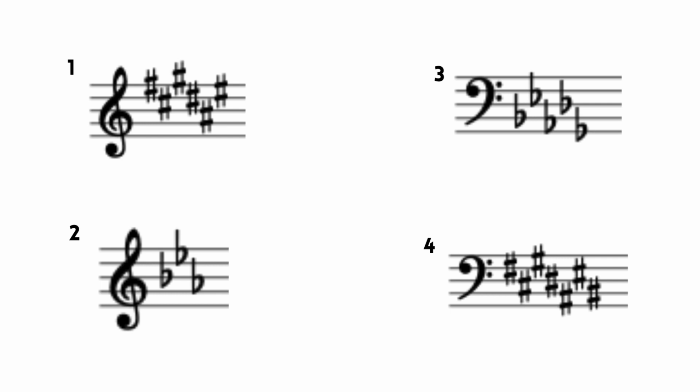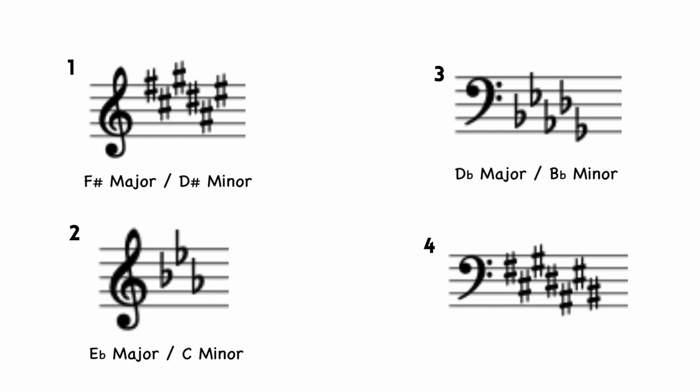Have you got it? Number 1 has 6 sharps, so that would be either F sharp major or D sharp minor. Number 2 has 3 flats, so that's either E flat major or C minor. Number 3 has 5 flats, so that's D flat major or B flat minor. And finally, number 4 has 7 sharps, so that's C sharp major or A sharp minor.